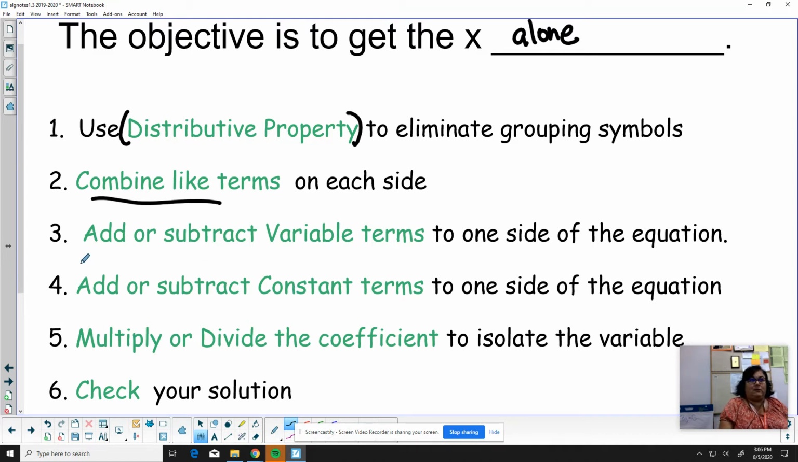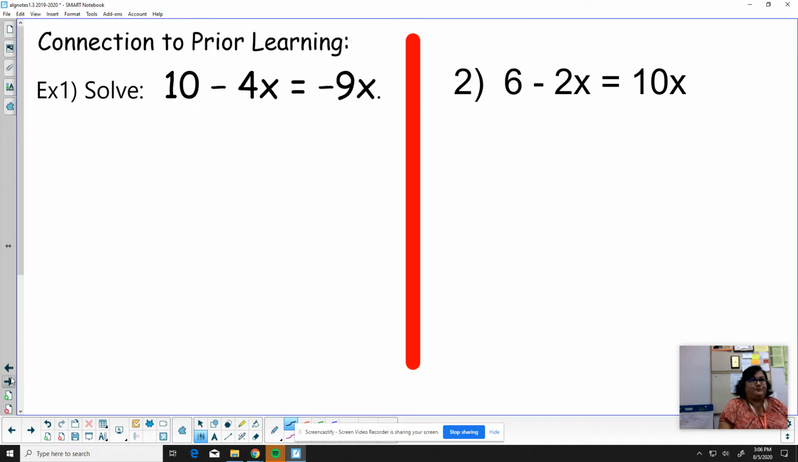When we get to right here, this is a two-step now. We know how to do these really well. And then last, you either multiply or divide the coefficient. Usually we divide it. And then you can check your solution by plugging it back in. So if you want to write these down, push pause and write down your steps. If you don't, that's okay.